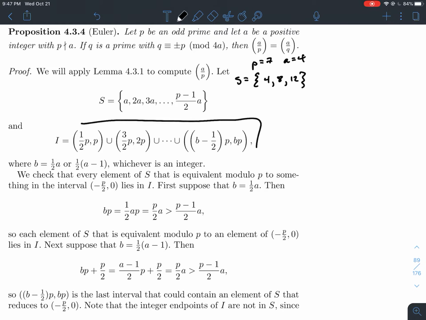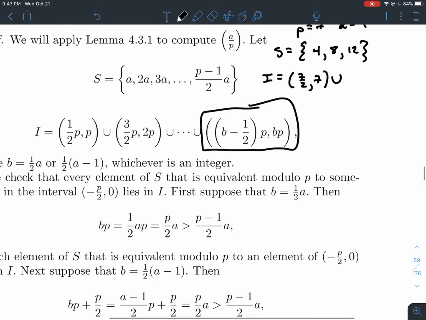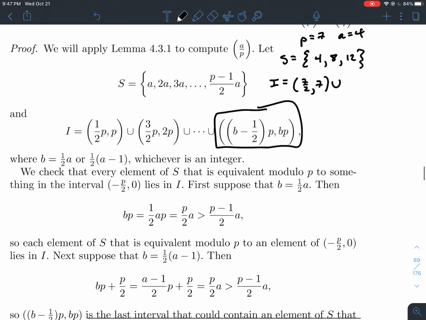And now I'm going to build this union of intervals I. Let me show you what it would be. So I would look like the interval here: 7 halves to 7, union a bunch of other stuff. And I see that I'm supposed to stop when I get to this (b minus a half) times p to bp. And what is this b that they speak of? I didn't tell you about a b, where b is either 1/2 a or 1/2 a minus 1.